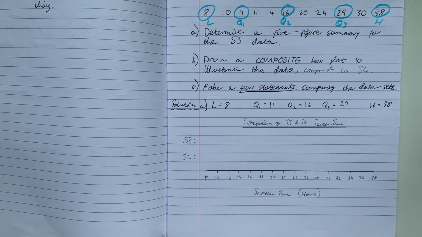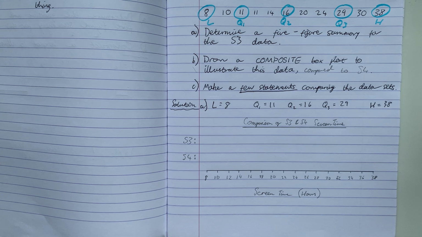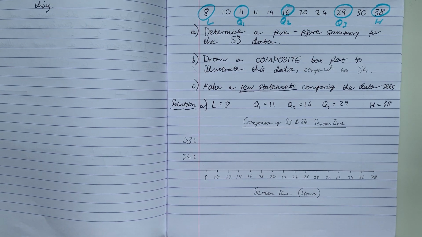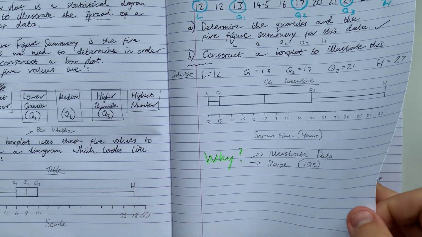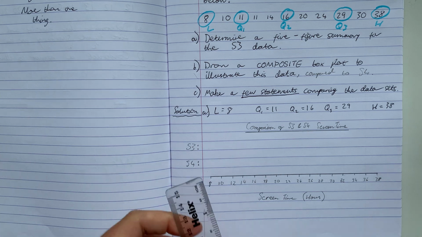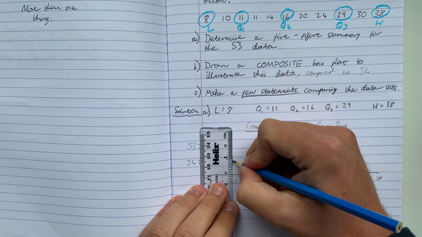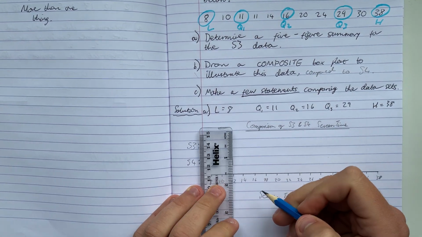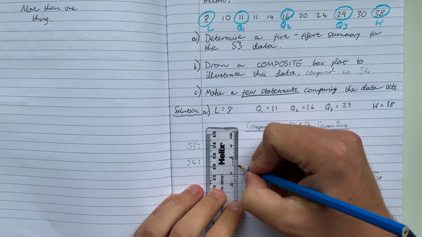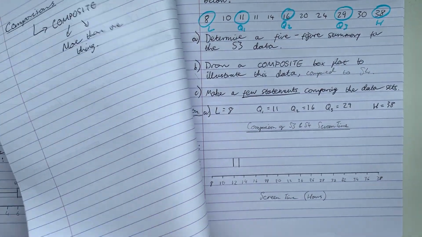Okay, so how am I going to do this then? Well, let's go ahead and do the S4 one first, so we don't have to keep going back and forth. So S4, our 5-figure summary for that was 12, 13, 17, 21, 27. So I need to put a wee line at 12, like so. Now 13, hopefully we can all work out, is going to be halfway between 12 and 14, like so.